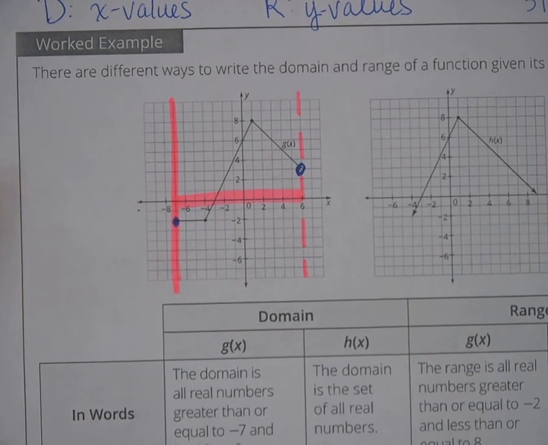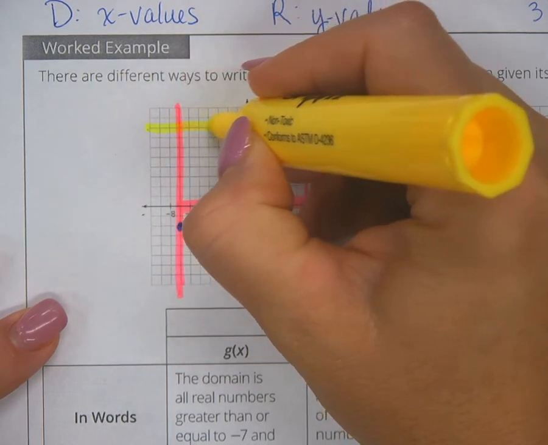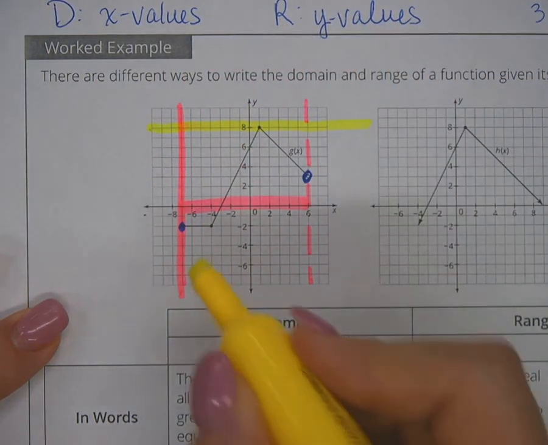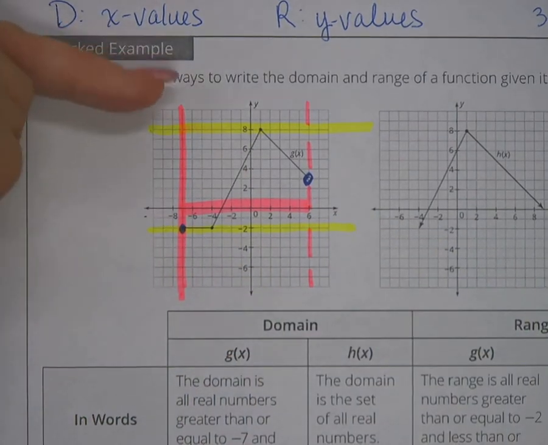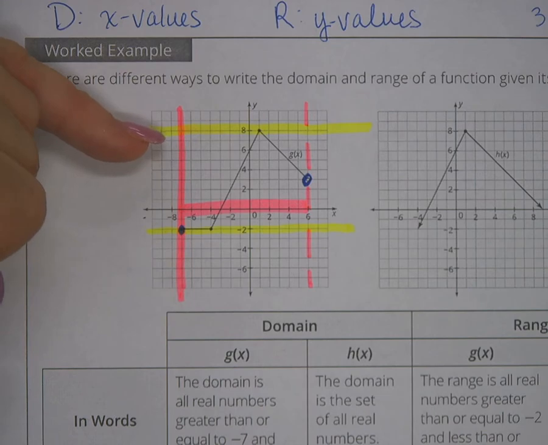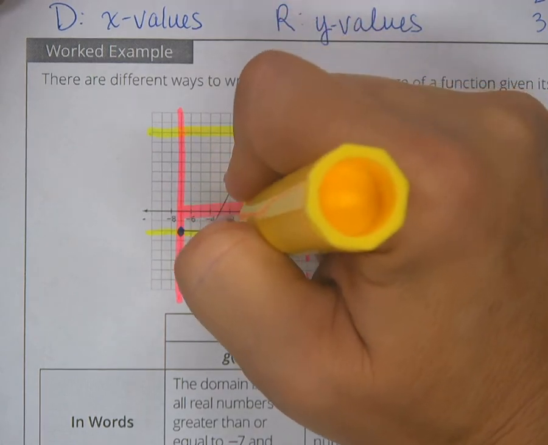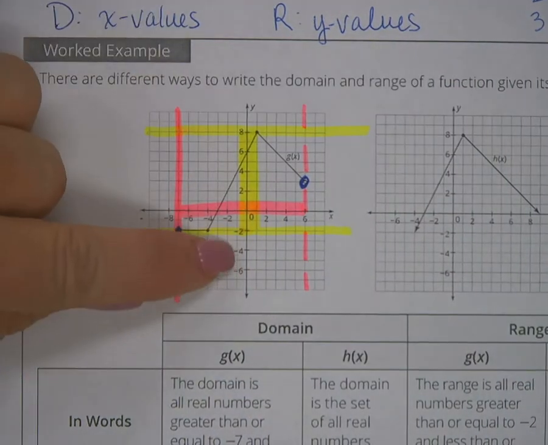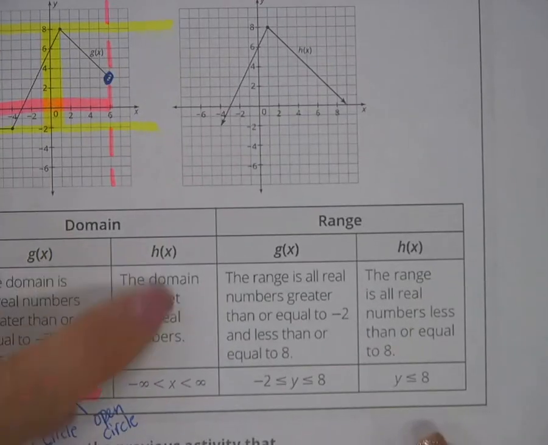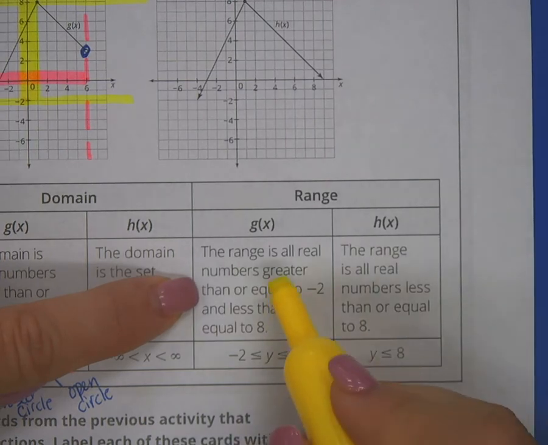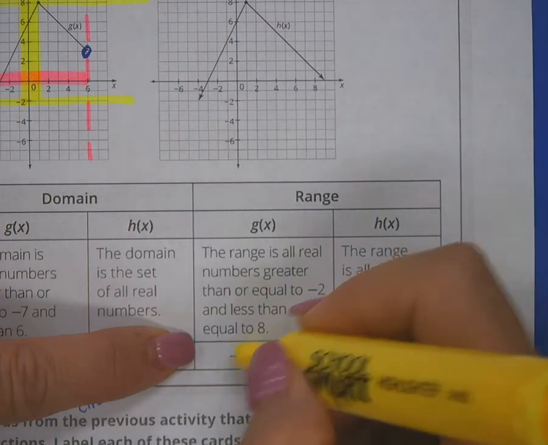Okay. So now for the range, we do the same thing. And if you can grab a different color of highlighter, for the range, we want to box in the y values this graph hits. So the highest it hits is up here at 8. The lowest it hits is at -2. So on the y-axis, it's everything from -2 all the way up to +8. So over here, we would say the range is all real numbers greater than or equal to -2 and less than or equal to 8.